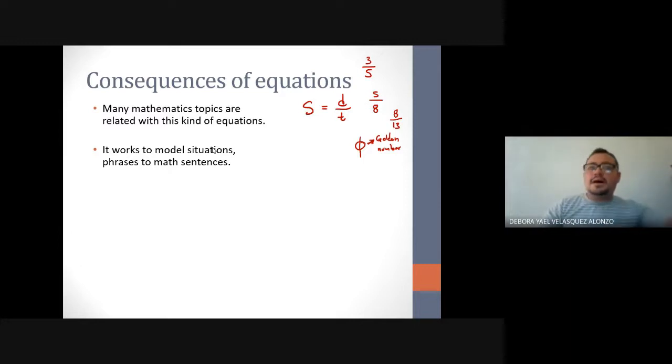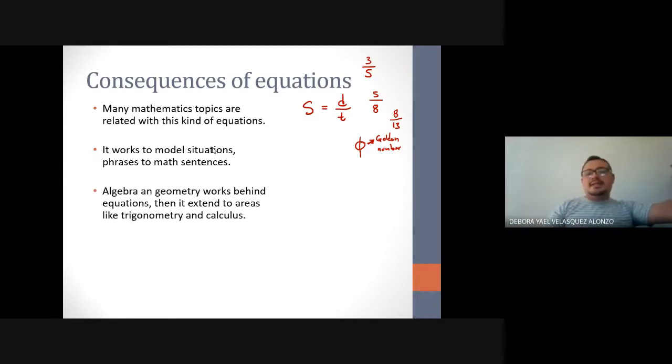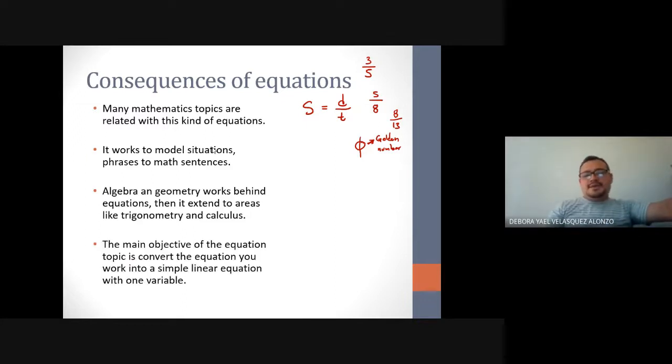Last class, we tried to convert one phrase into an algebraic expression, so then we can make it into an equation. In algebra and in geometry, we're going to work with equations a lot, with properties. At the end, formulas are kind of equations, literal equations. They work just with variables, but they hide the idea that at the end you can solve something. That's the main objective of equations too, to solve something.